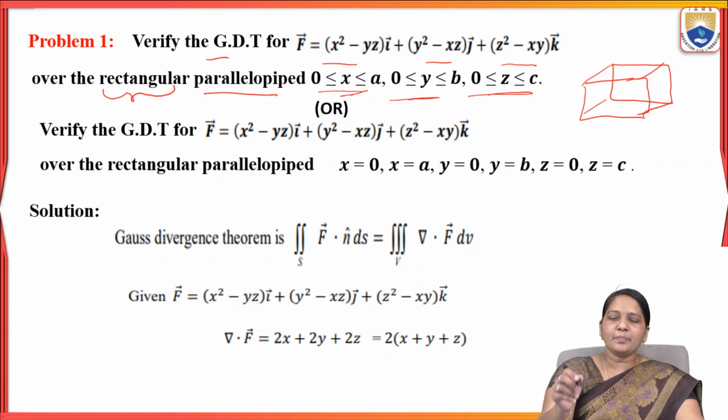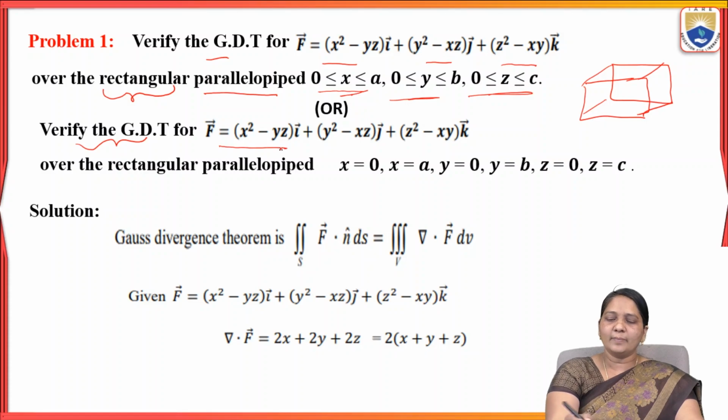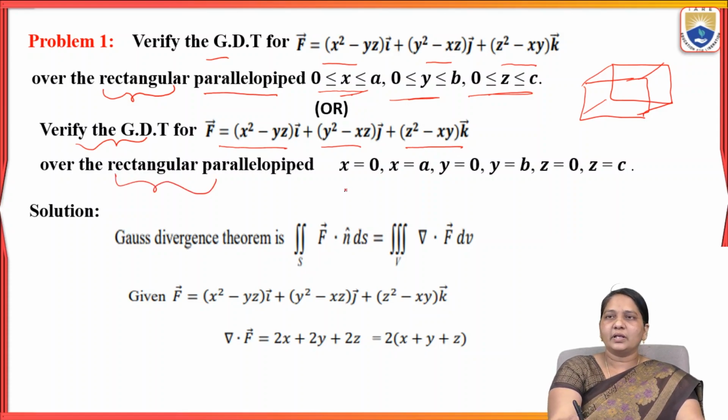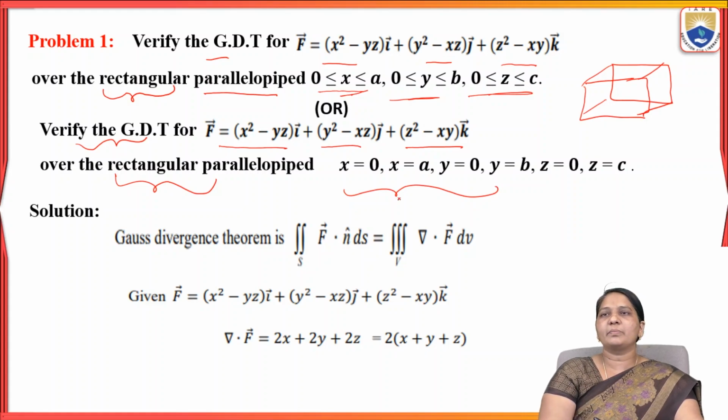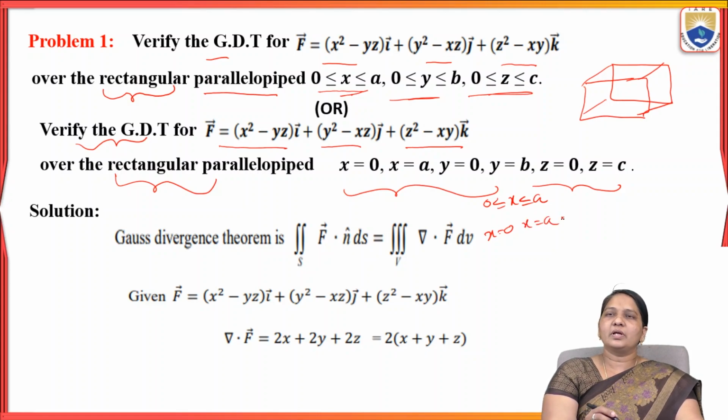Otherwise, they can ask the same problem like this also. Verify Gauss Divergence Theorem for f bar equal to (x square minus yz) i, (y square minus xz) j, (z square minus xy) k over the rectangular parallelepiped. They can give the values like this also: x equal to 0, x equal to a, y equal to 0, y equal to b, z equal to 0, z equal to c, and 0 less than or equal to x less than or equal to a, or x equal to 0 and x equal to a, both are same. So you should know what the problem is and how we can do it.